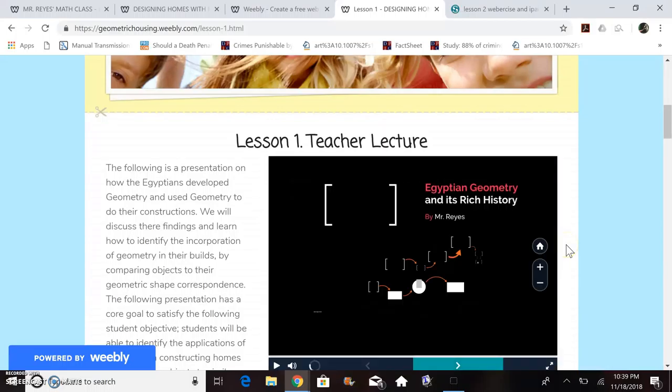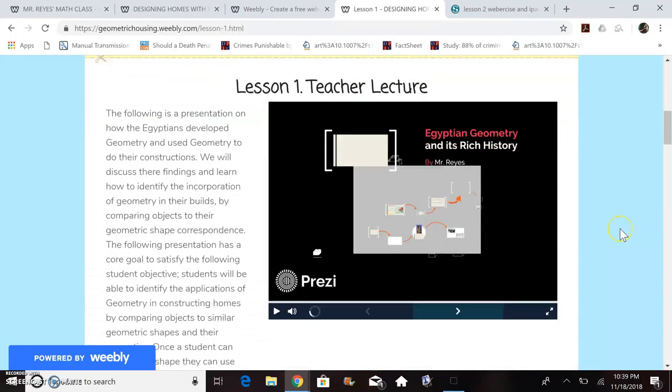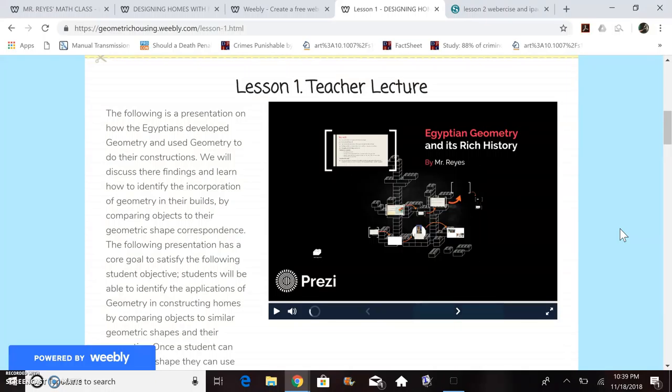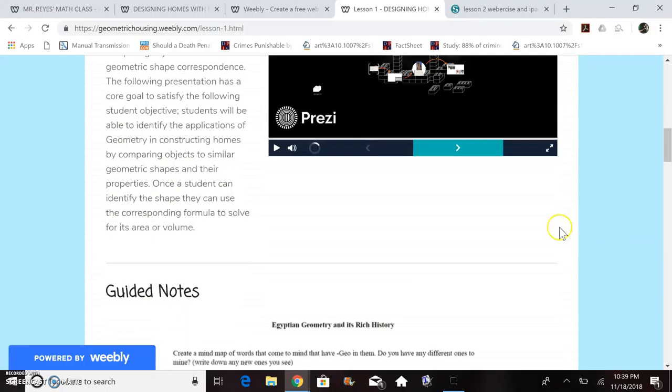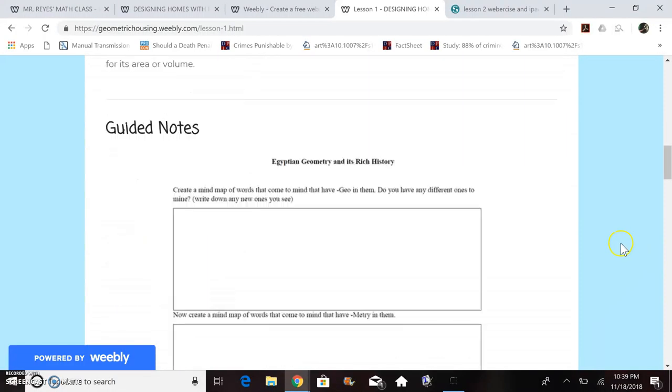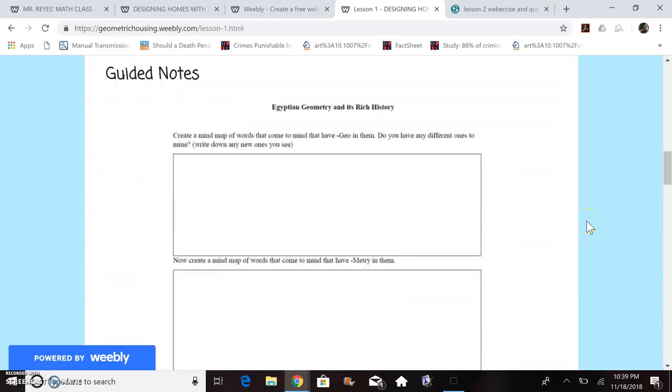Before the first lesson is given, I'll give them an entry level assessment about the formulas and algebra they have, the knowledge in algebra and formulas that they know. The last teacher lecture is about the history of mathematics, and particularly the Egyptian geometry and how they developed geometry. During this presentation, the students will be given guided notes.